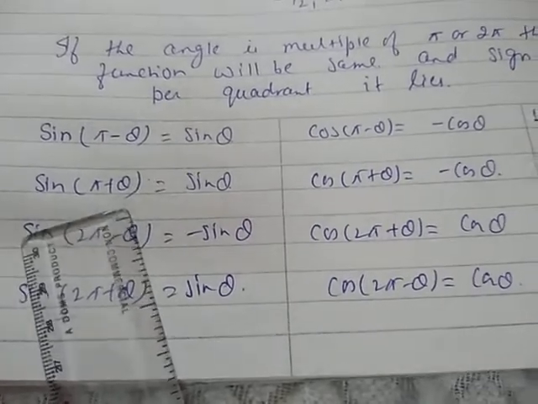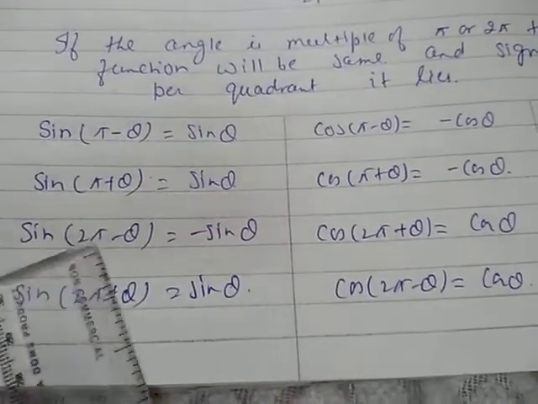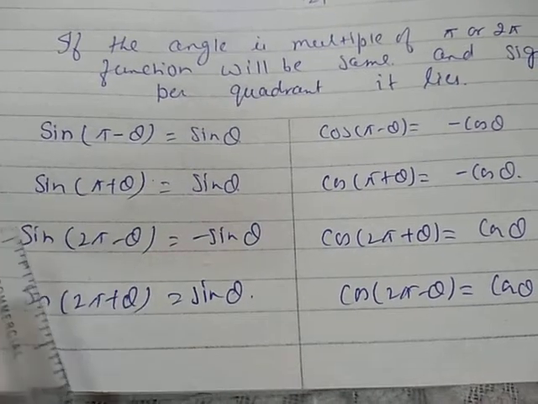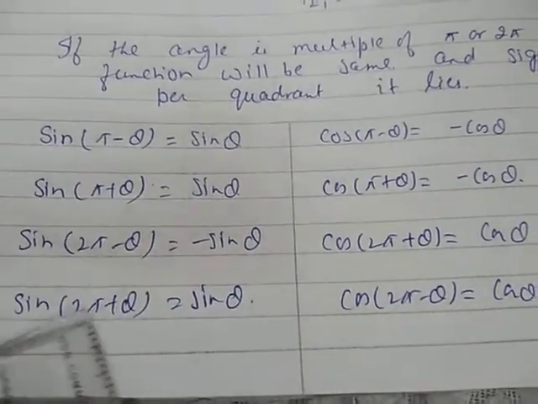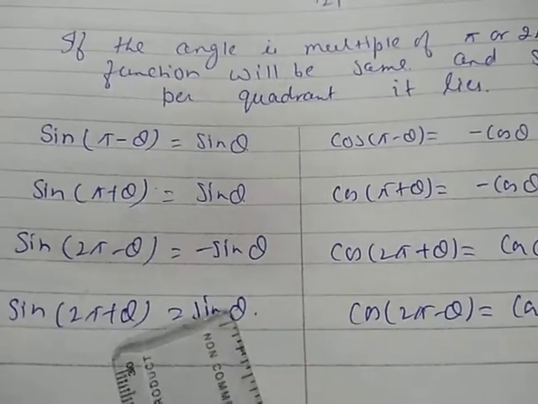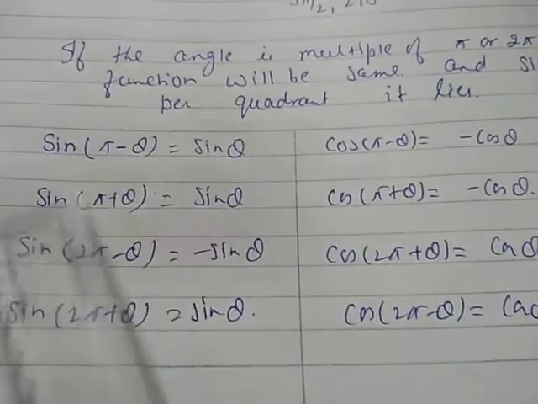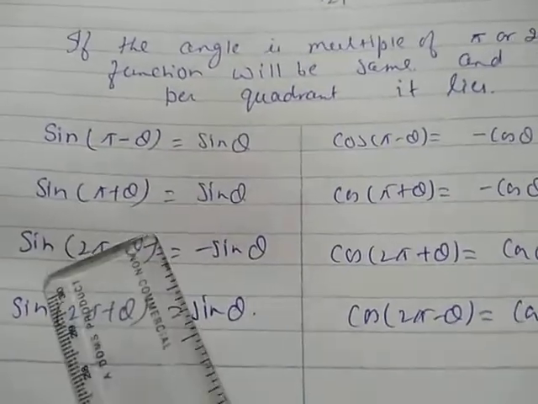Sin pi plus theta, sin theta, because it lies in second quadrant. Sin 2 pi minus theta, it lies in fourth quadrant, sign is negative here. Sin 2 pi plus theta, it is first quadrant, it is positive here. All the functions are sine here, but the sign is as per the quadrant the angle lies in.